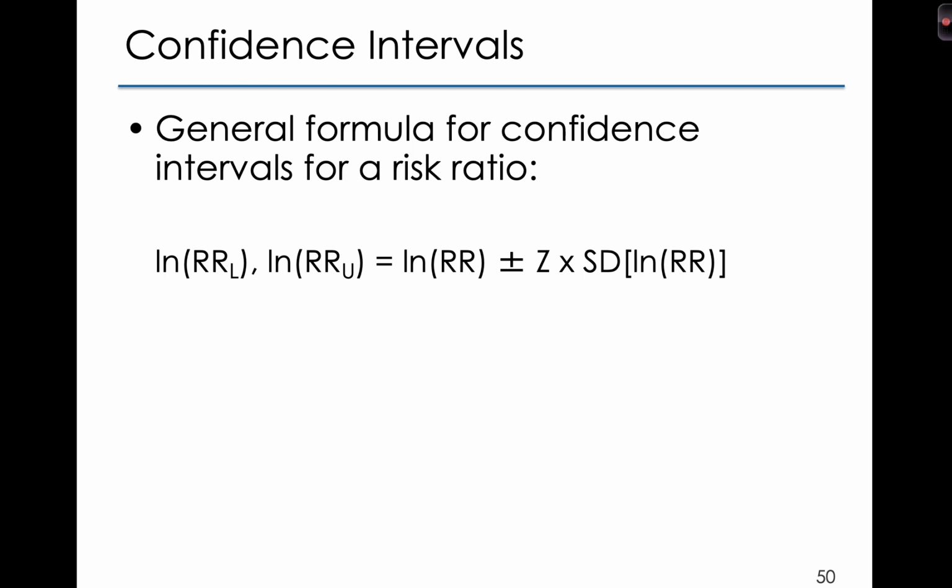So what this is saying from left to right is that the natural log of the risk ratio at the lower confidence limit and the natural log of the risk ratio at the upper confidence limit are equal to the natural log of the risk ratio point estimate plus or minus z times the standard deviation or standard error, which I believe in this case are the same thing, times the natural log of the risk ratio. So what does all this mean?